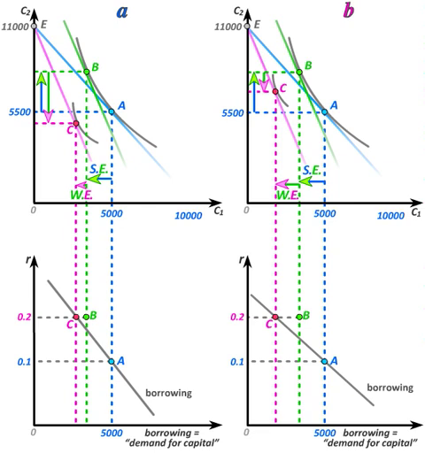Thus we can safely assume that demand curves for capital from borrowers are downward sloping.